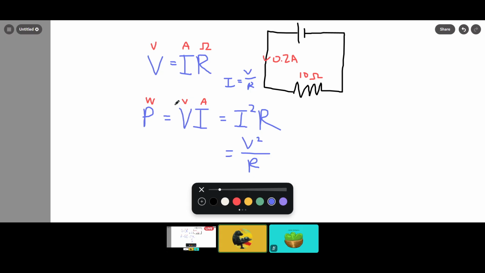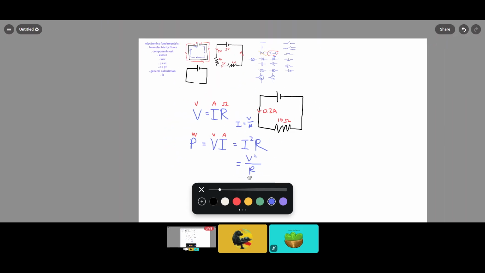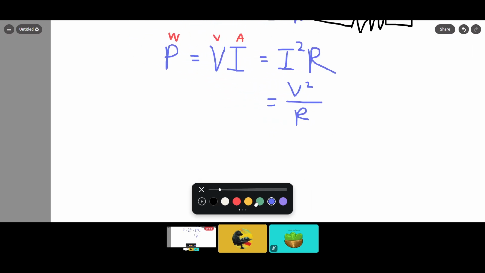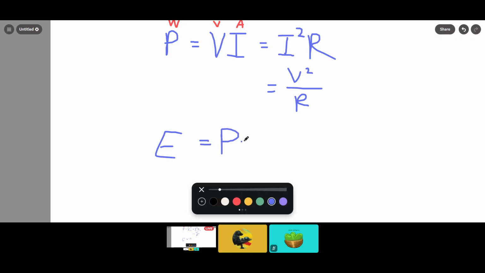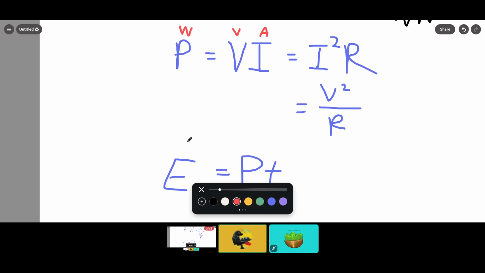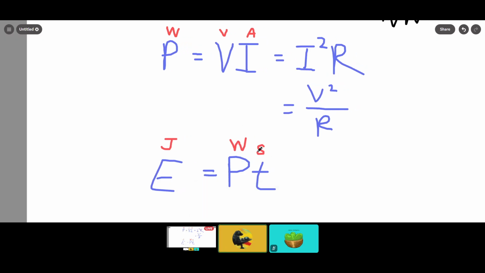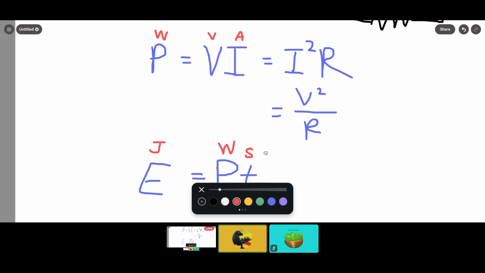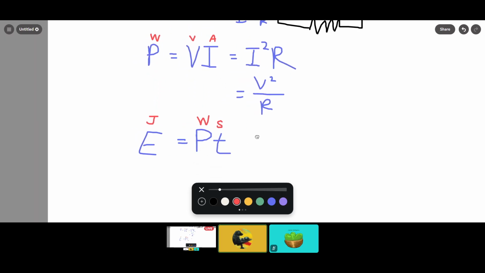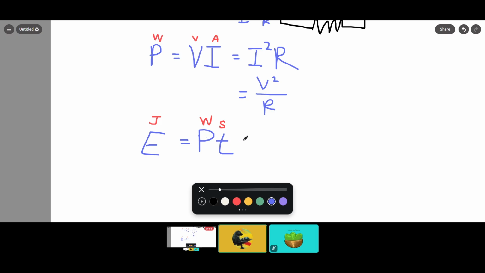So yeah, there's just different forms of power. And then now we come to energy. Energy is equal to power times T, which is time. So power, P as we know, is in watts, and T is in seconds. Energy is just how much energy is being used in what time frame, you know what I mean? And we can demonstrate this in a different way.